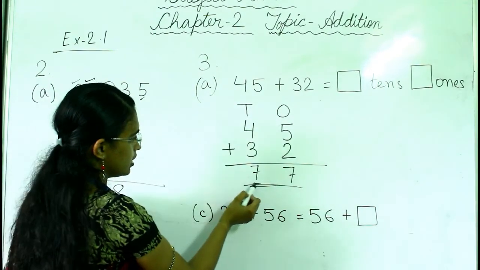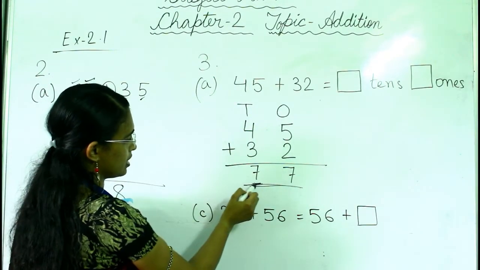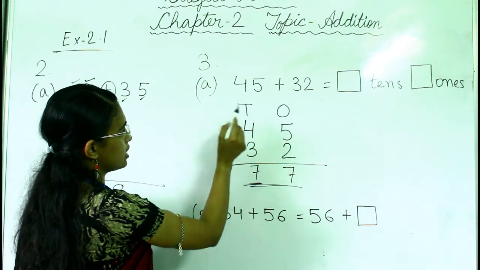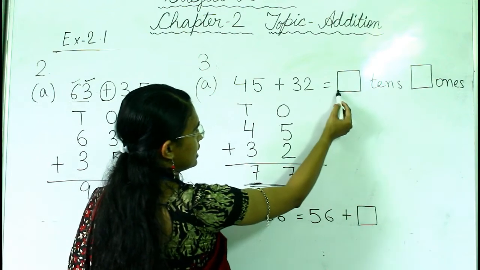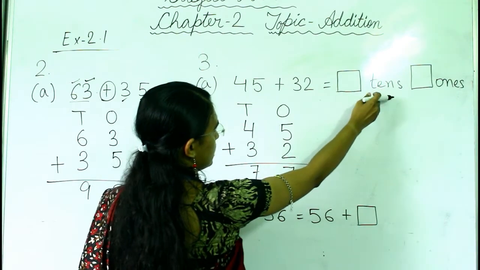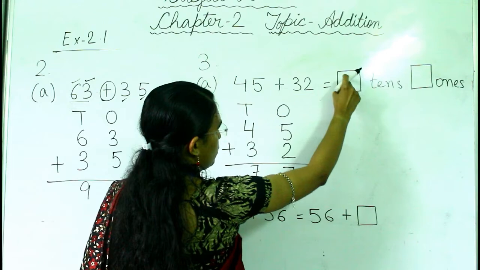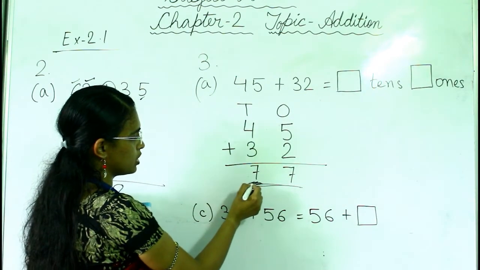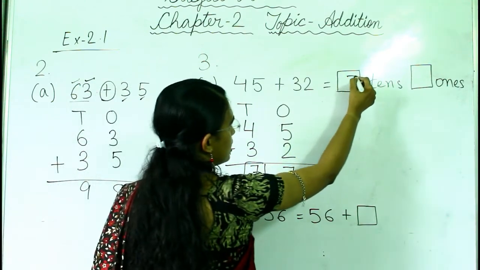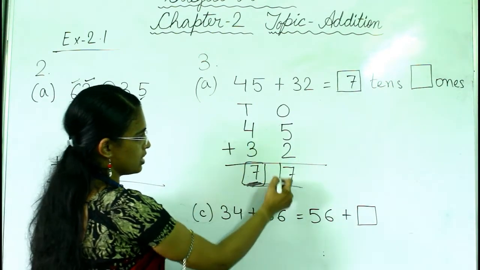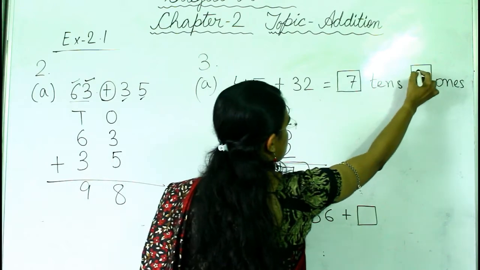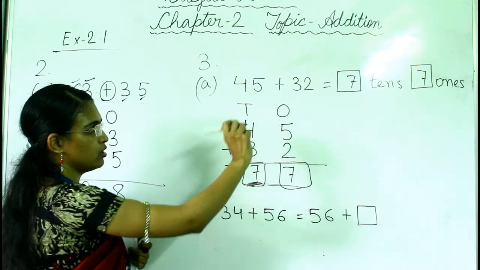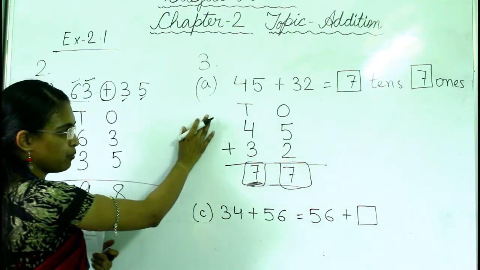But here, what is the position of this 7? Is it in tens place or in ones place? It is in tens place. So here we have a box in tens place and we have a box here in ones place. So we have to put this 7 in tens place because it is in tens place, and this 7 is in ones place. Why? Because it is in ones place. So in this way you have to find out the answer of this type of question.